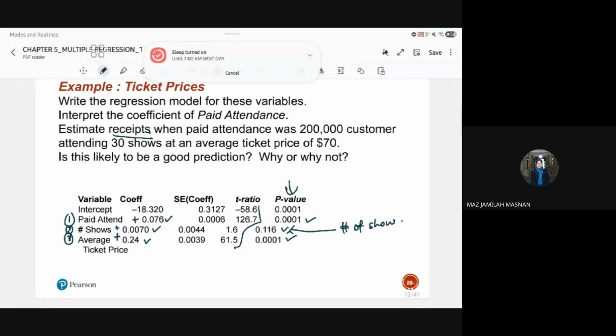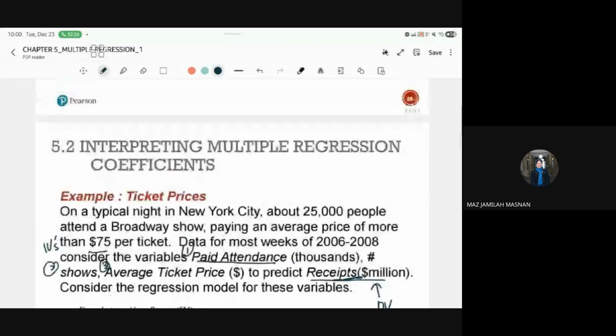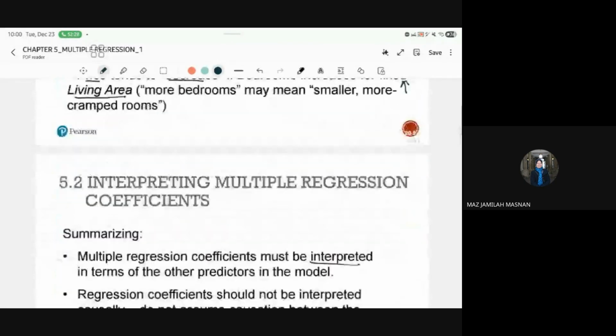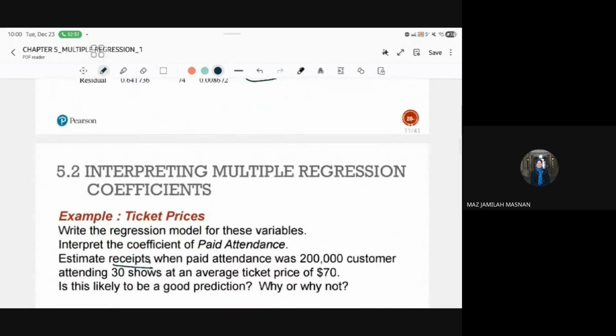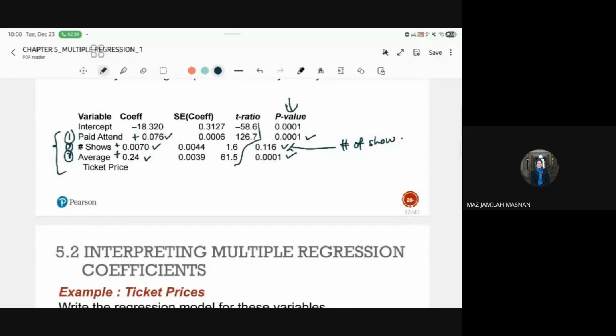But in terms of including all these three variables in the model, it gives 99.9% for the R squared. So even though the R squared is high, you can see that the contribution of each IV may not be similar. And we can see that in this particular case, number of shows is not significant.